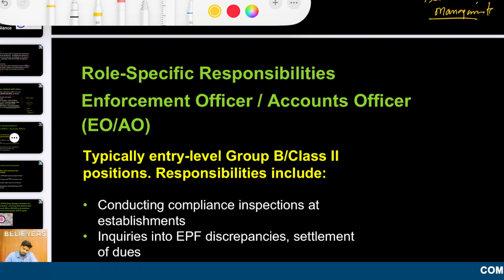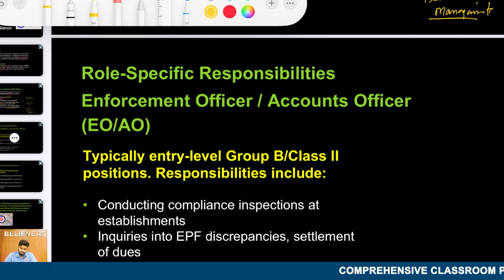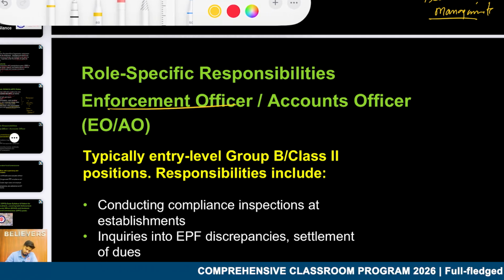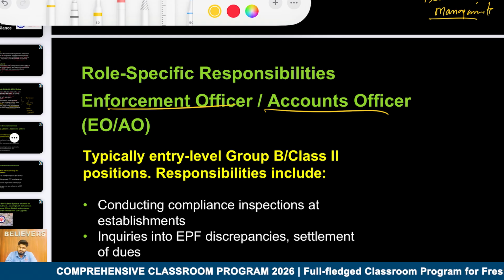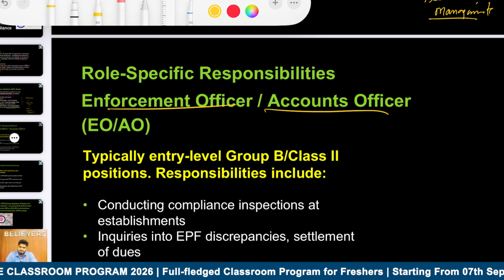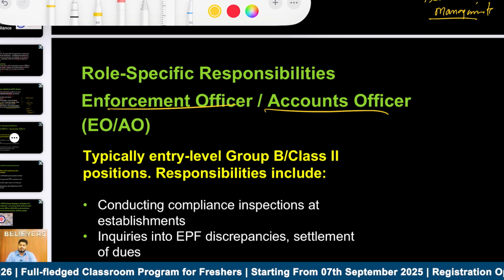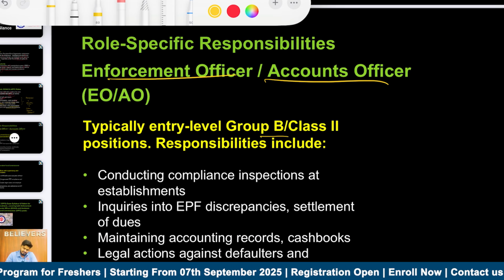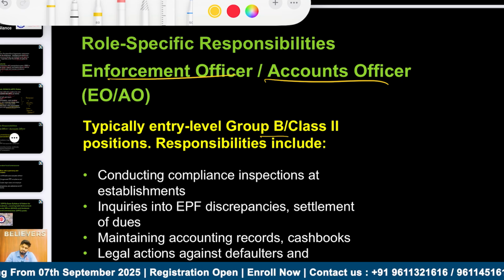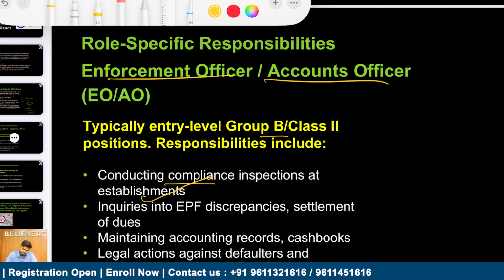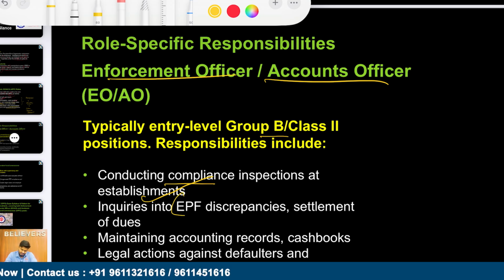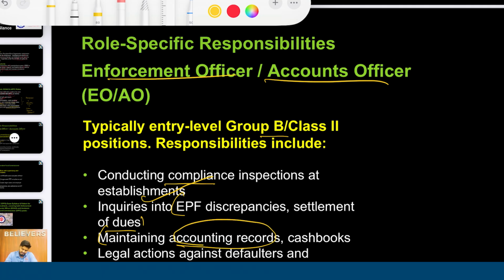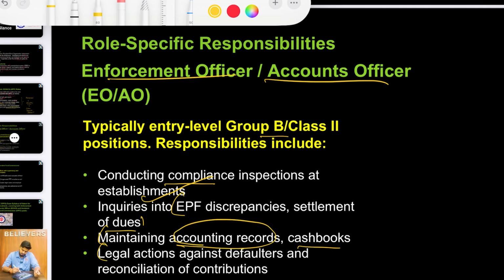Next, role specific responsibilities of EO and AO. Who are these EO and AO? EO and AO are the Enforcement Officer and the Accounts Officer. They are at the lower level. Above this, there is APFC, Assistant Provident Fund Commissioner. Typically it is the entry level Group B or class 2 positions. Their responsibilities include conducting compliance inspections at the establishments, inquiries into EPF discrepancies, settlement of dues, and maintaining accounting records and cash books. Legal actions against defaulters and reconciliation of contributions. So these are the roles of EO and AO.